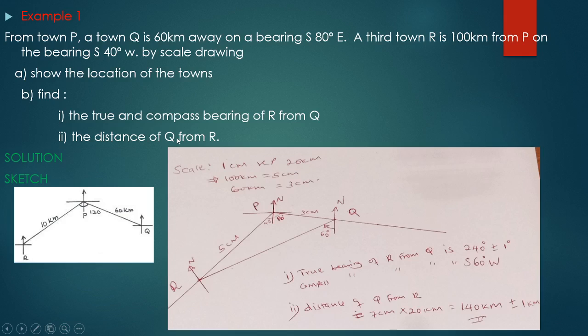And the distance of Q from R, you just come with your ruler and measure this distance, you'll find it is 7 centimeters. The 7 centimeters you don't leave at that point. Because you used the scale, ensure you convert to kilometers because we were dealing with kilometers. So it is 7 centimeters that you found times the scale that you used. In this case I used 20, so it's 7 times 20, which gives you 140 kilometers. It is usually plus or minus 1 kilometer.